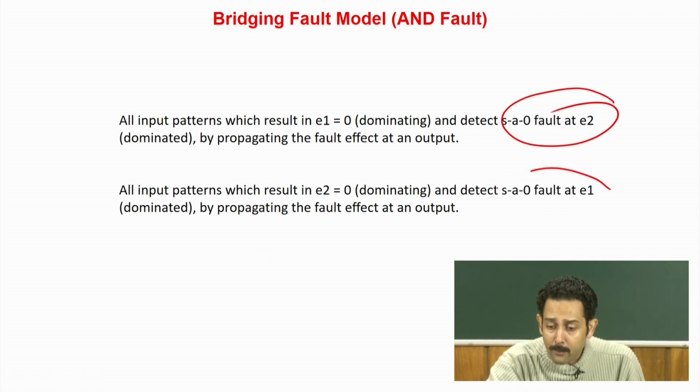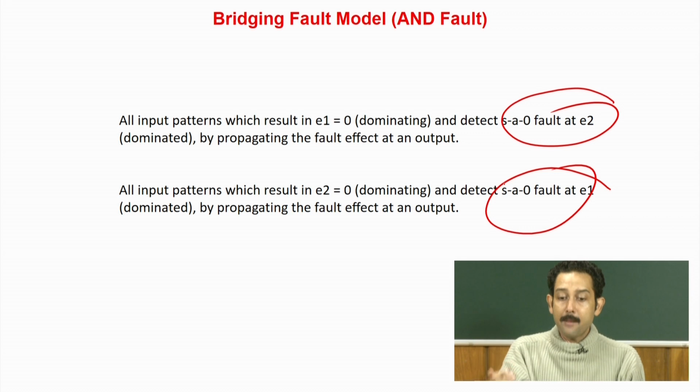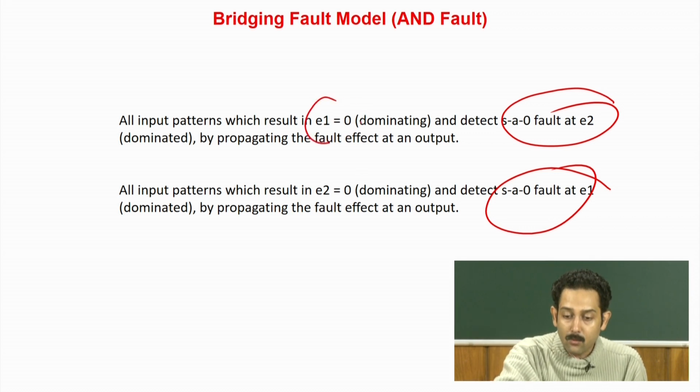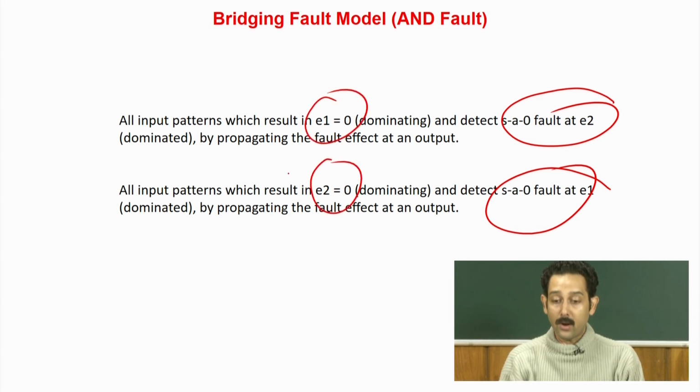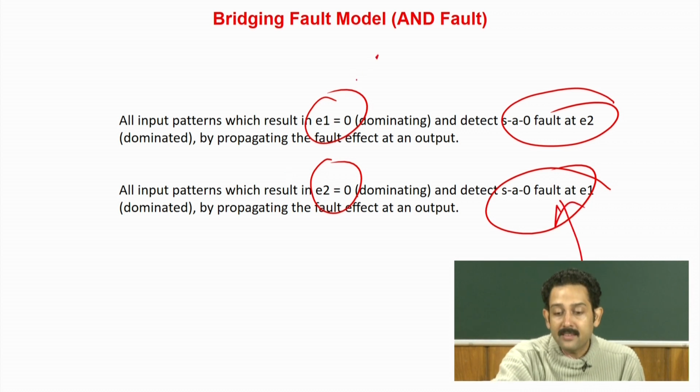So this Stuck-at 0 fault will be de facto tested at both the lines, but only with an additional constraint: in one case E1 should be made 1, in the other case E2 has to be made 1. So this is anyway similar to a Stuck-at fault, but this is an additional constraint.